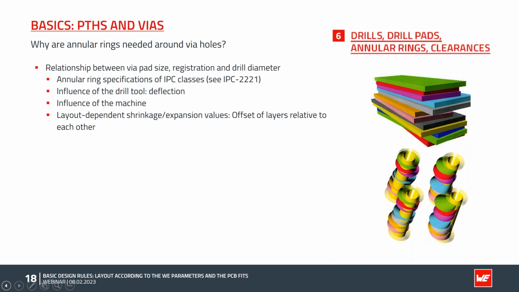And the relationship between wire pad size, registration, and drill diameter has some impact on the annular ring specification regarding IPC classes, the influence of the drill tool, especially deflection. The smaller the drill tool, the larger the deflection issues. We have the influence of the machine itself, and last but not least, layout or design dependent shrinkage and expansion. And finally, the result of this is offset of layers relative to each other.